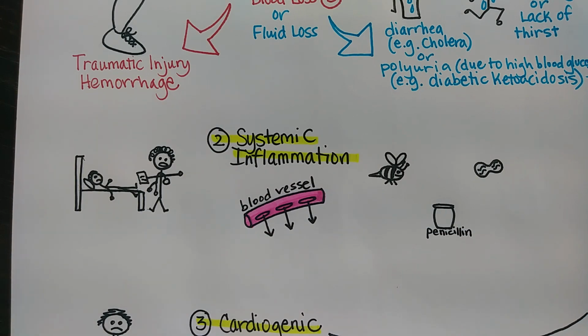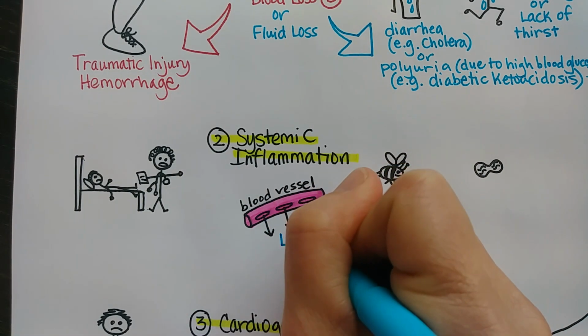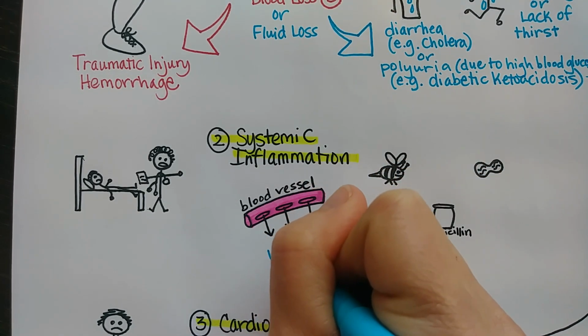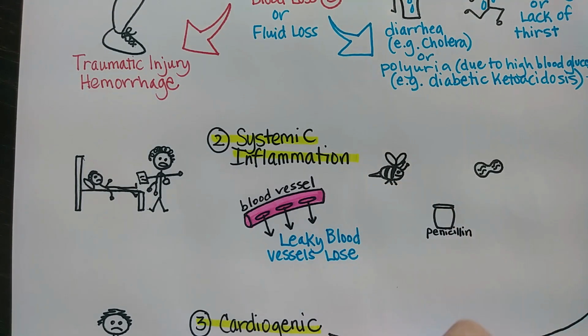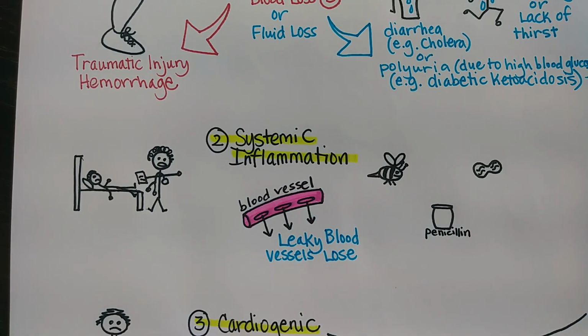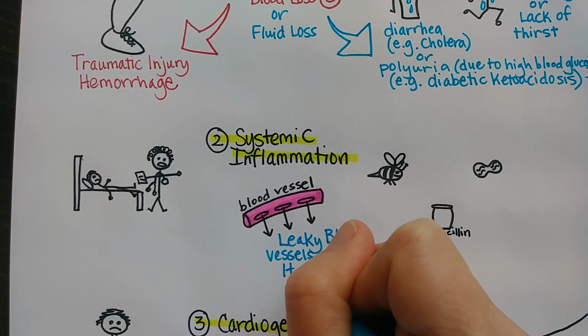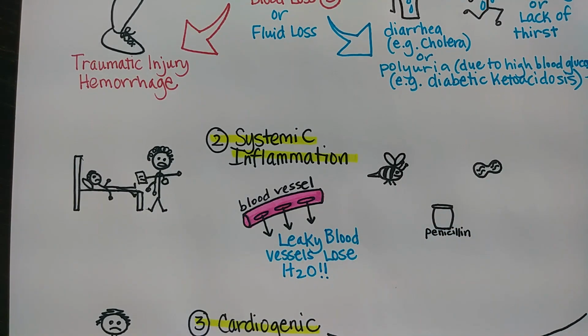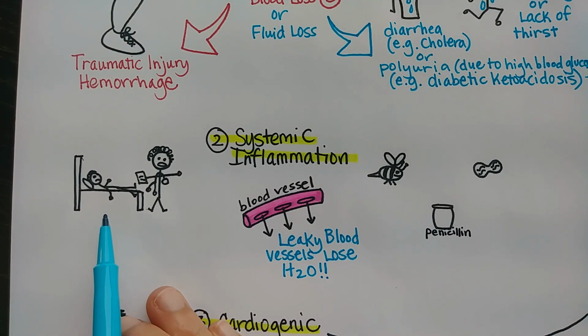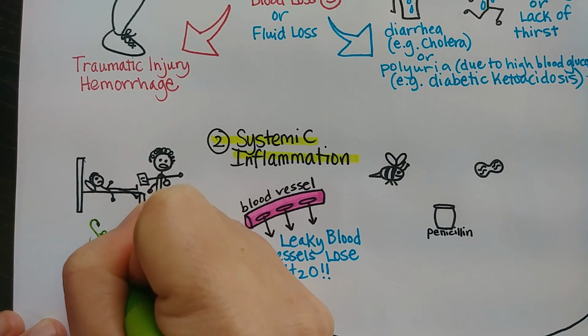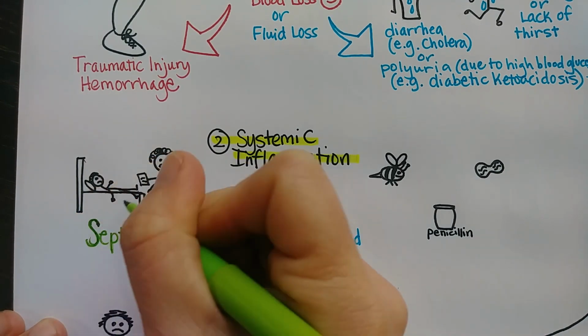So I'm going to use blue for this. So leaky blood vessels lose water, and so someone could actually become edematous and have a lot of fluid in their tissues but not in the blood vessels. So leaky blood vessels lose water. And the two main ways that we'll see that happening is number one would be septic shock. So I'm going to use my green pen to describe this one. So septic shock, my green pen has seen better days, hasn't it?